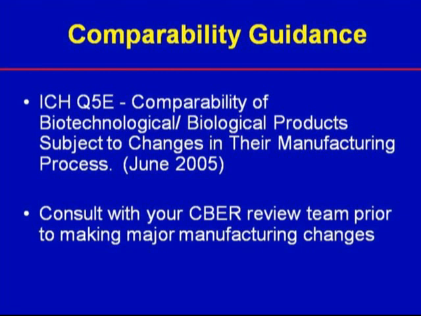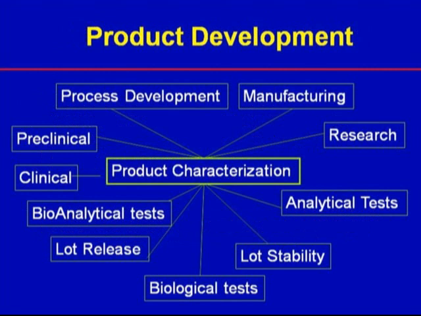safety and efficacy. I'd like to summarize by emphasizing that all aspects of product development, including process development, manufacturing control, research activities, analytical tests, stability testing, biological tests, and lot release testing, are all interrelated, with product characterization being central to your understanding of what the product can do. Is the product safe? Is it effective? And can you consistently manufacture a quality product? These are all necessary elements for successful development of safe and effective cell and gene therapy products.